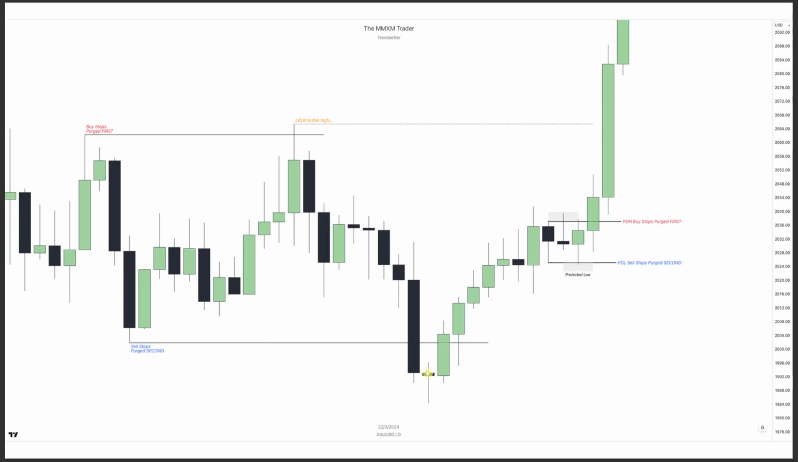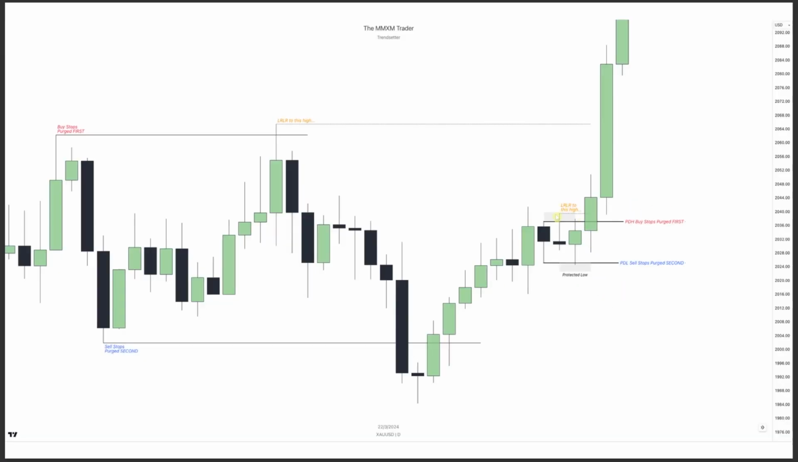Now, after we pair it up, we should have a protected low, just like in the example on the previous range. We have this low here, which should be a protected low. And now once we know this is a protected low, we should have a low resistance liquidity run to the highs, which is on this high, which purged this range candle.